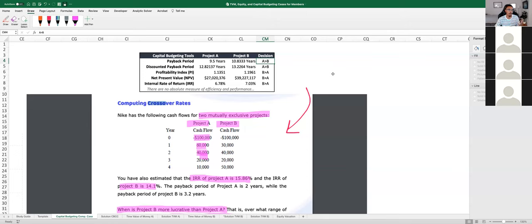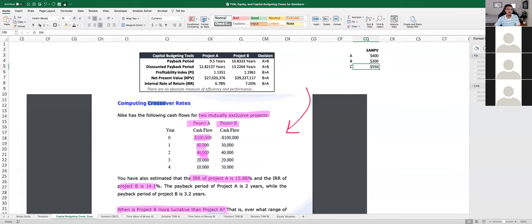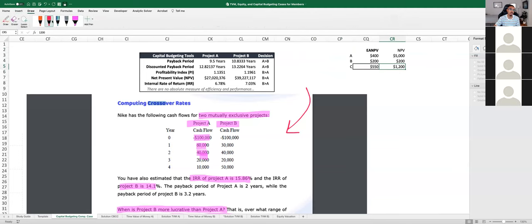Let's say you have three projects, A, B, and C. One has an EANPV of 400, the other has an EANPV of 200, and the other has an EANPV of 550. You would just choose the one with the biggest value, which would be project C. That's how you do it. However, their NPVs may have been 5,200 for one and 1,200 for another. But because you're benchmarking them and using a formula to give them a specific yearly value, your decisions may be different.